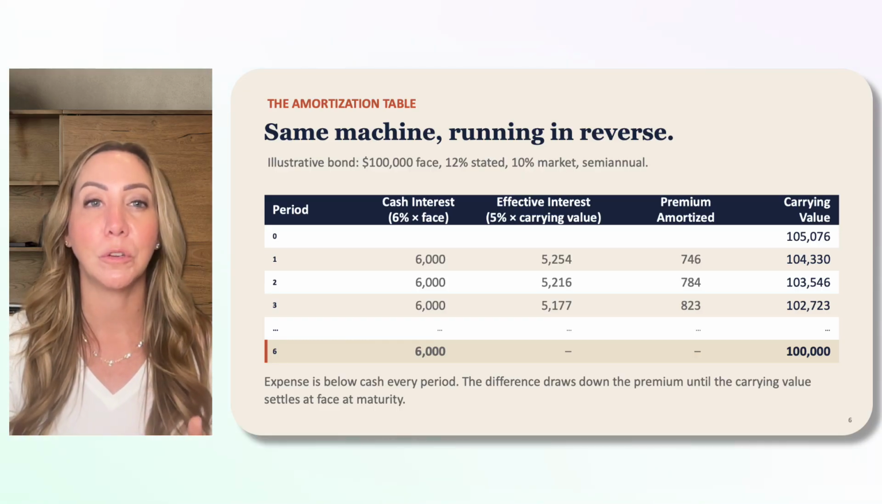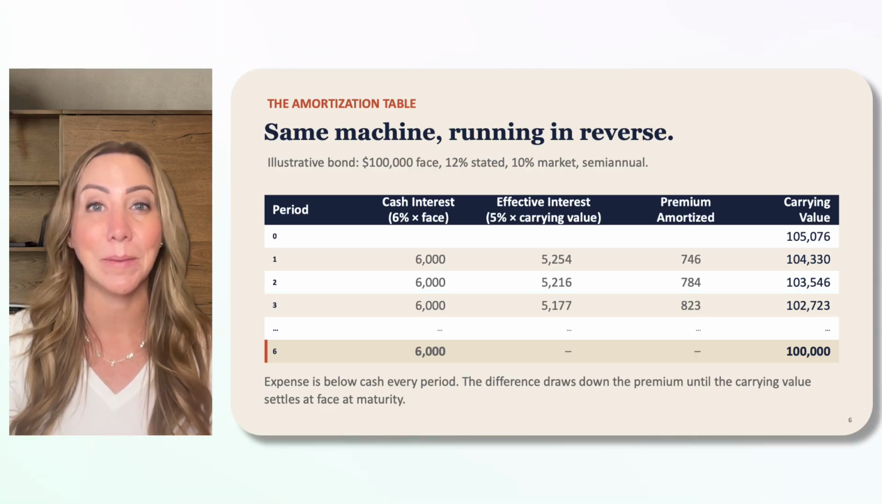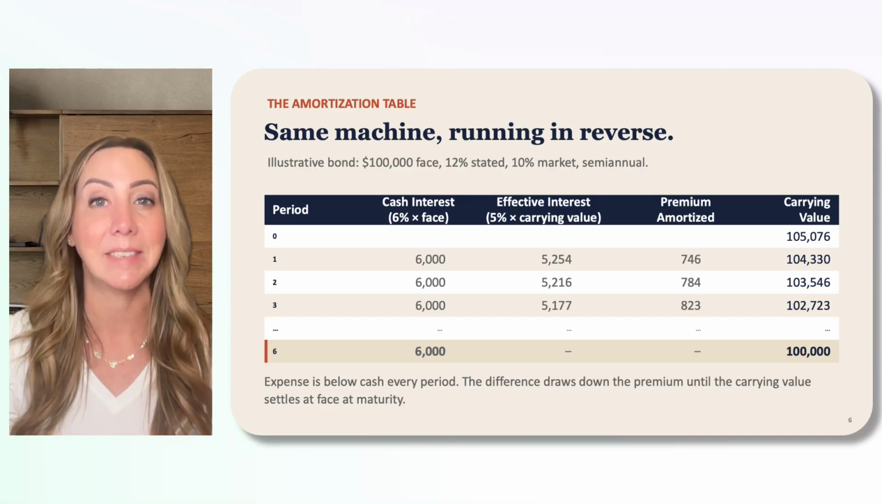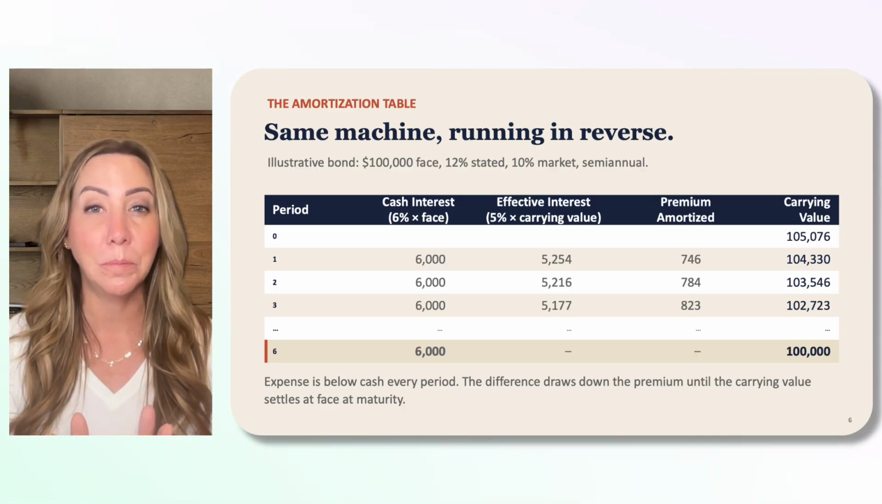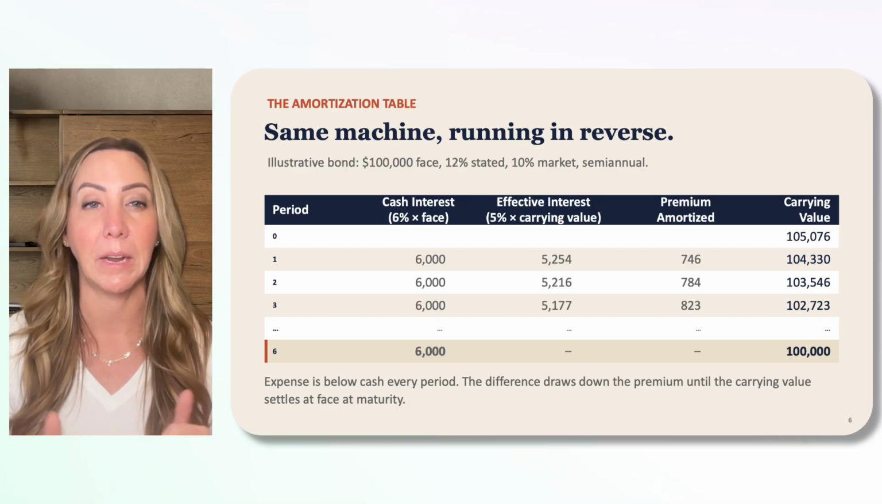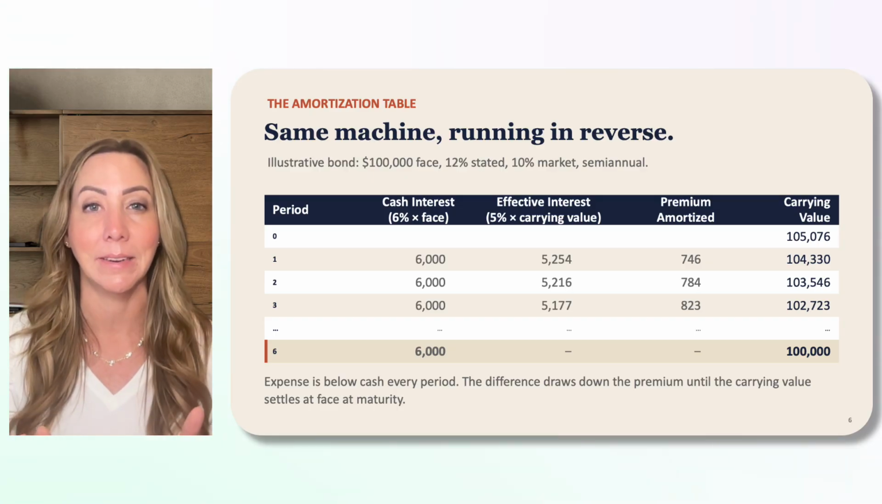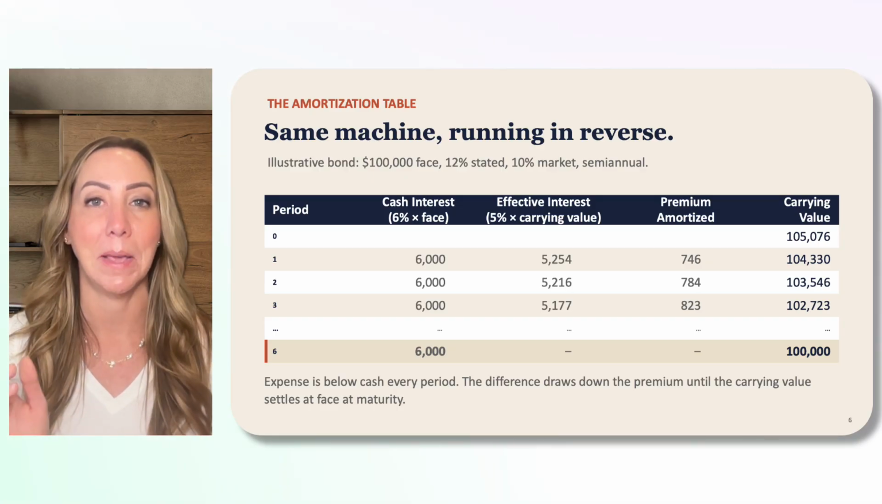The first column shows our interest payment. Notice how it's the same each time, and it's a function of the stated rate. The second column is our interest expense, the amount that we should be recording as interest based on the market rate, and the amount that we are effectively paying by borrowing more than we have to pay back.